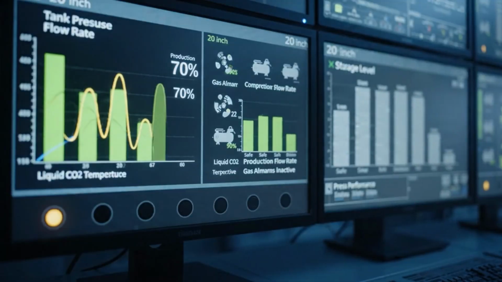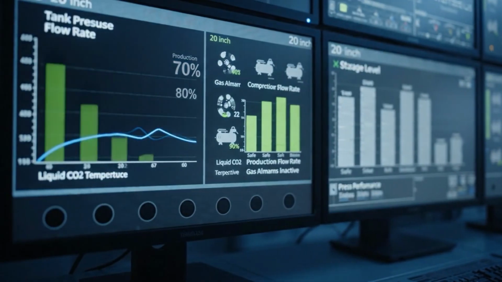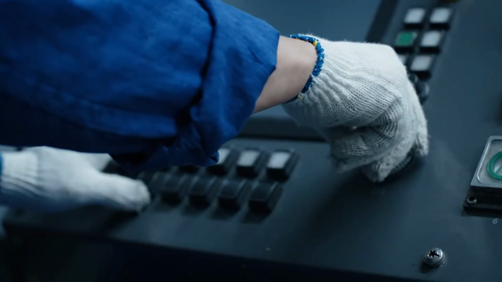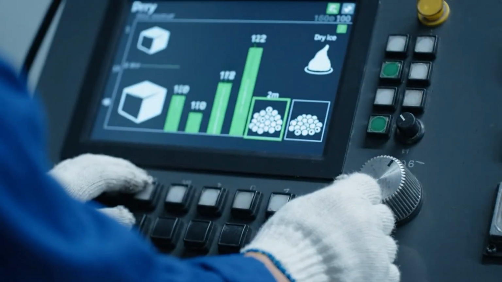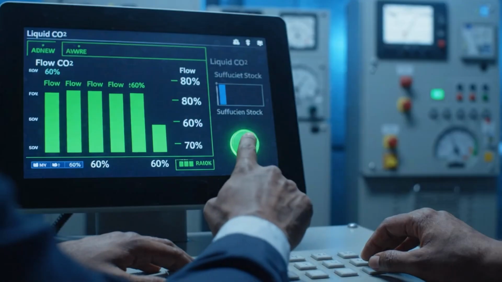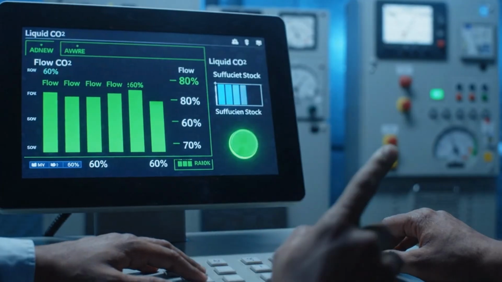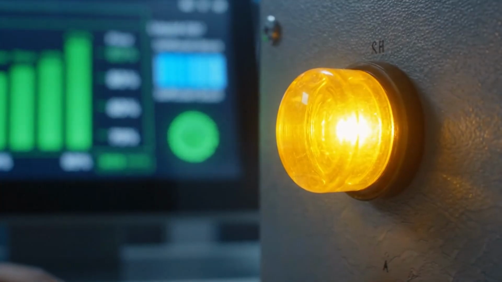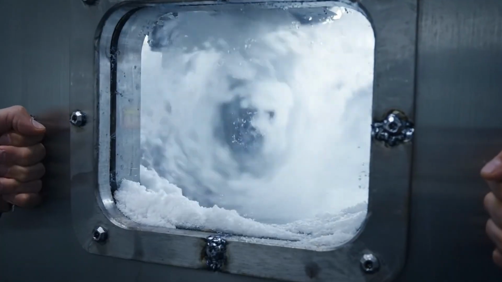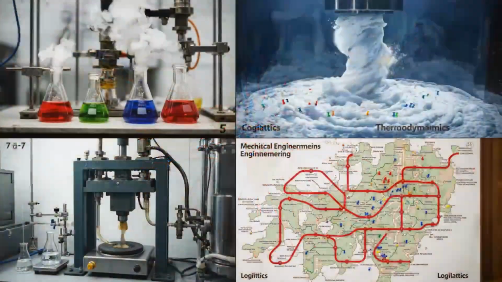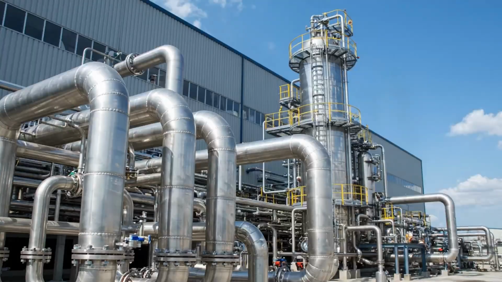In the largest factories, the entire process is controlled from control rooms. Screens display tank pressure, liquid CO2 temperature, production flow rate, compressor status, storage level, gas alarms, and press performance. Operators adjust parameters according to the type of dry ice requested. If demand increases, the plant can ramp up production, always within the limits of safety and liquid CO2 availability.